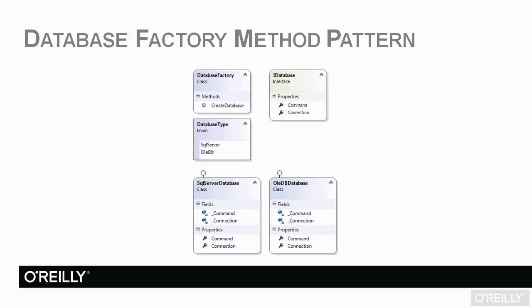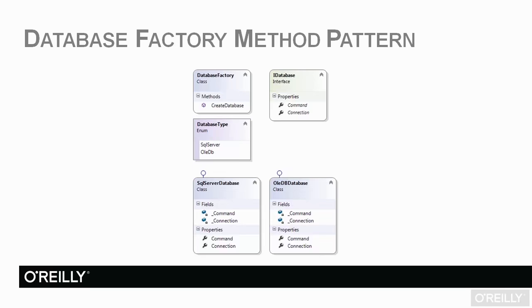And then you can see our interface for IDatabase, which has the command and connection properties. And then the implementation classes for SQL Server Database have a command and a connection. And the command and connection properties on the interface are going to be the abstract type, DbConnection and DbCommand. Whereas the SQL Server Database, they will probably be of type SqlCommand and SqlConnection, but those, of course, inherit from DbConnection and DbCommand. And then OLEDB is the same thing. There'll be an OleDbCommand and an OleDbConnection, and they inherit from DbCommand and DbConnection.